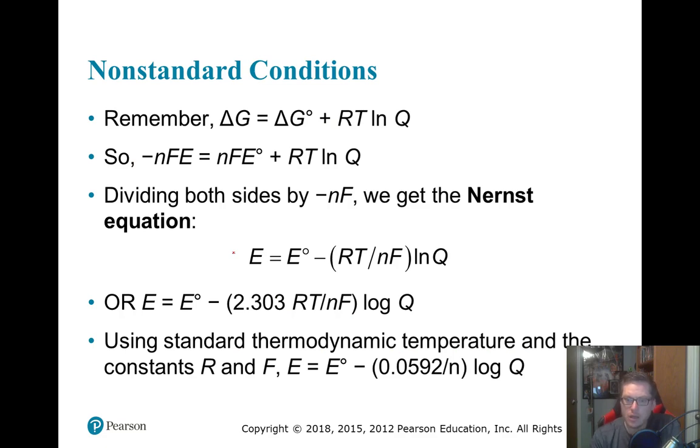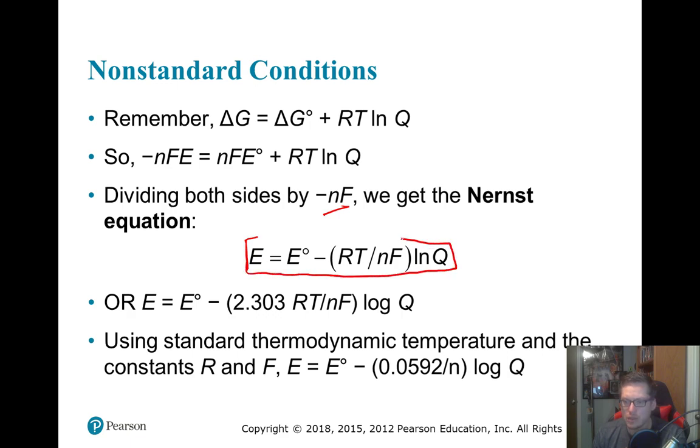All right. Non-standard conditions actually give us an interesting conundrum here. So you remember your Gibbs free energy, delta G equals delta G naught plus RT natural log of Q. That's what we established before. And we know delta G equals negative nFE. So we can plug this in here, and all of this would become this. If we divide both sides by this, they cancel and we start reducing, so we get this right here. And this is known as the Nernst equation.